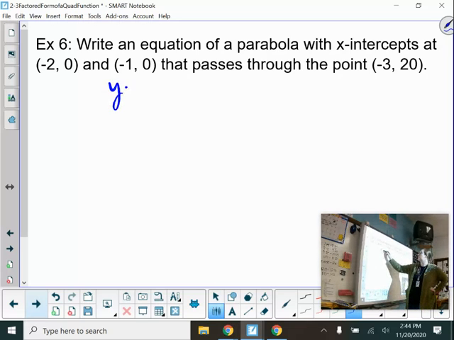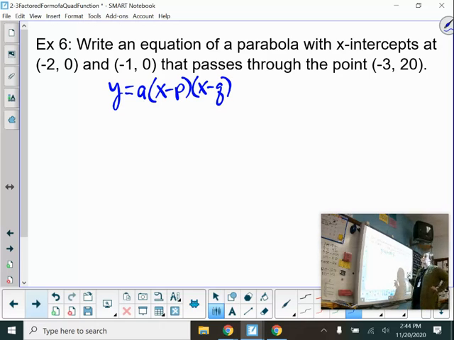So if you recall from our opening slide in the last video, factored form looks like this, where p and q are your x-intercepts. A is some number that we need to actually find in order to complete our question. Just like we did with vertex form, we're going to plug in for x and y and p and q, and then I'm going to solve for a.